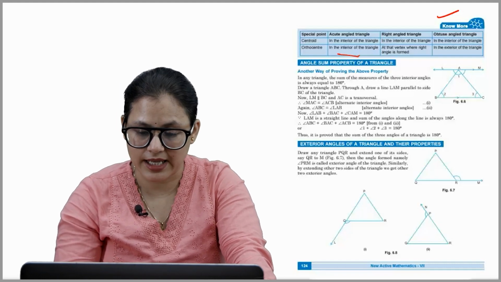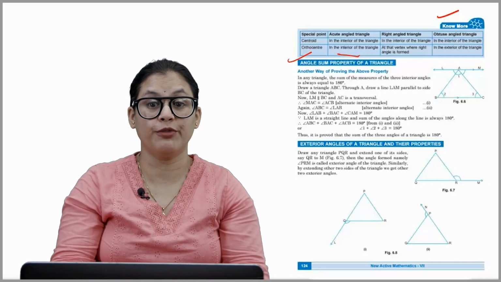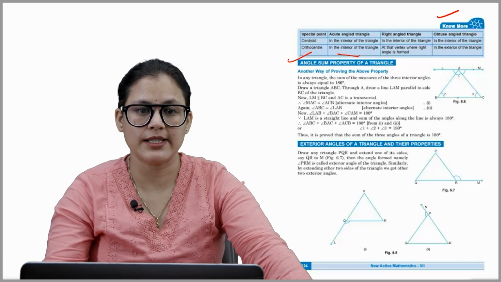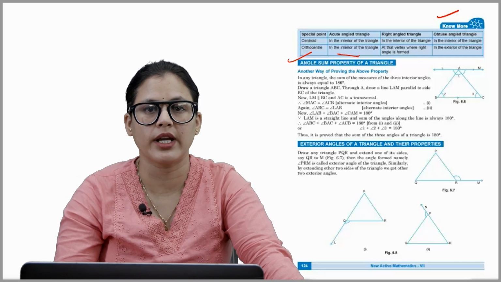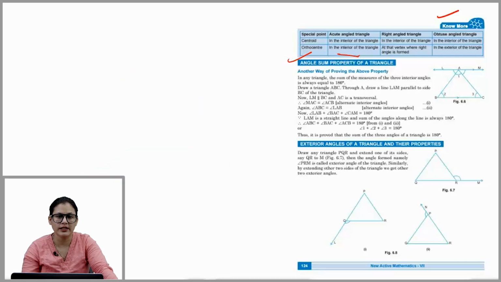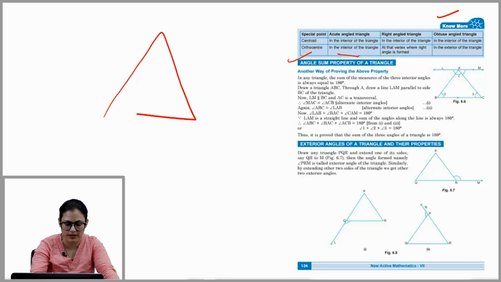Next, angle sum property of a triangle. Another way of proving the above property. In any triangle, the sum of the measures of the three interior angles is always equal to 180 degrees. Draw a triangle ABC. You will draw a triangle ABC.